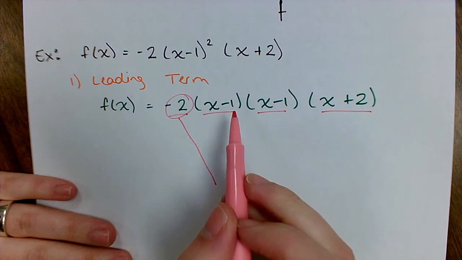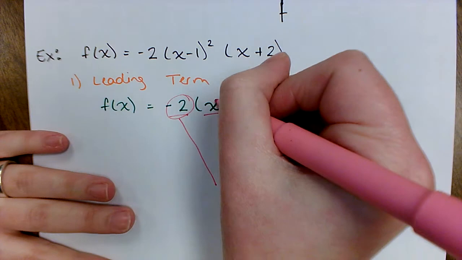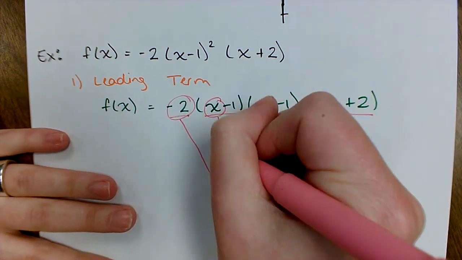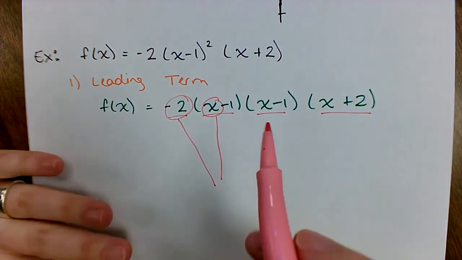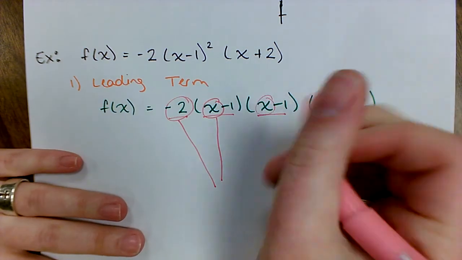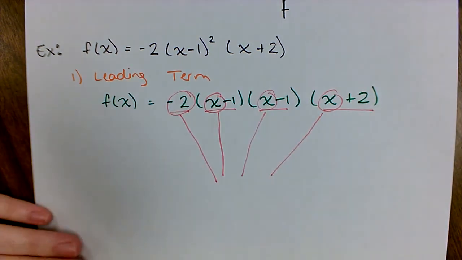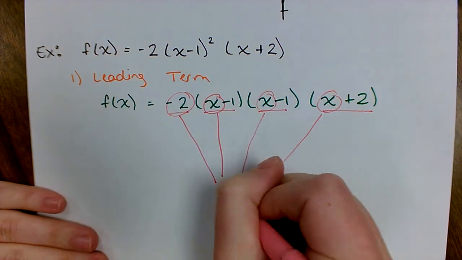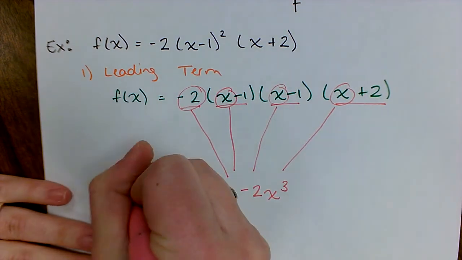Now x minus 1, I have a choice. I have an x or I have minus 1. Well, what's bigger for an exponent on an x? Well, it's going to be the x. So we use the x. Same thing, I'm looking for the thing with the biggest x. So I choose the x here, and I choose the x here. Multiplying those all together, that gets me negative 2x cubed. And that's my leading term.